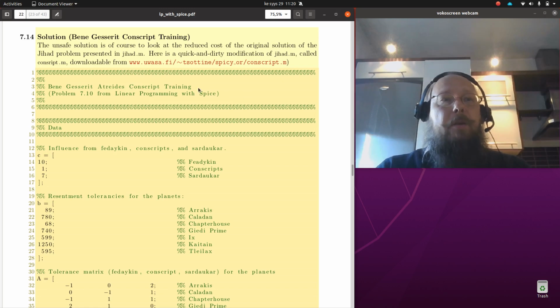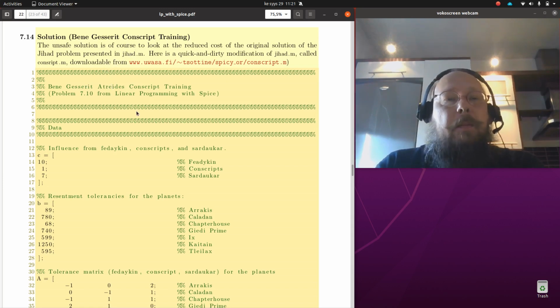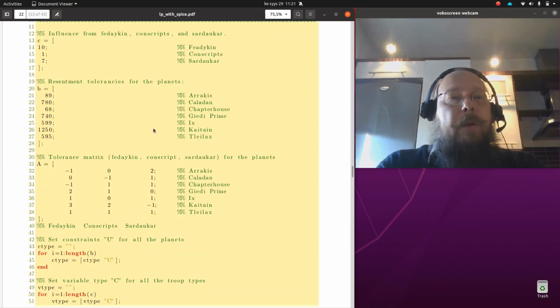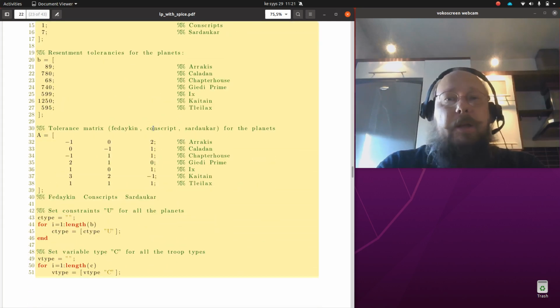So here's the solution, and if you look at it, you see that it is pretty much copy pasted from the jihad.m file. So that's the solution for the 7.1, which we are now considering more closely. I don't think that there is really much reason to go through this beginning. So this is copy pasted from the jihad.m file.